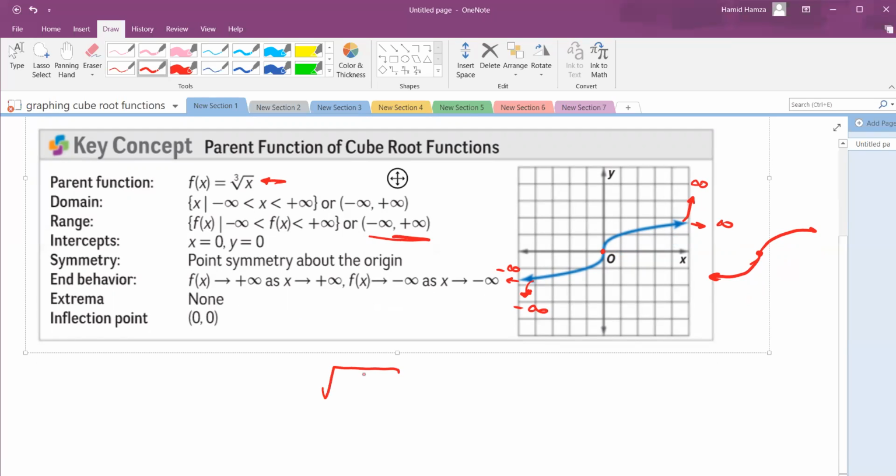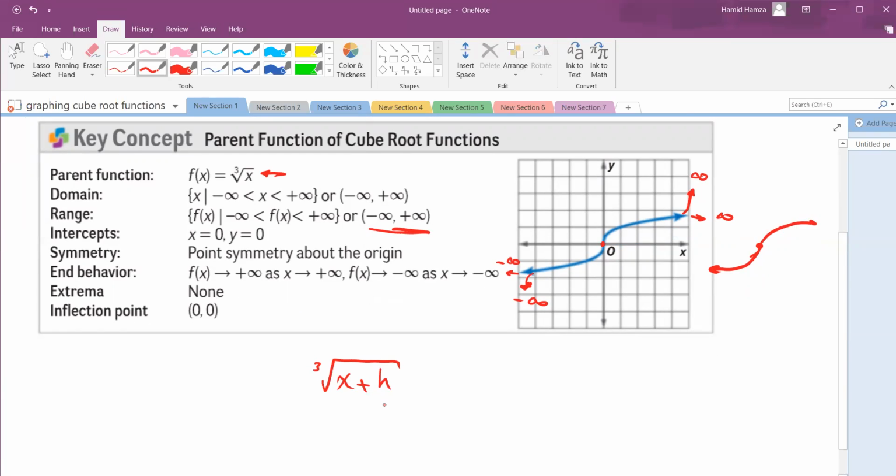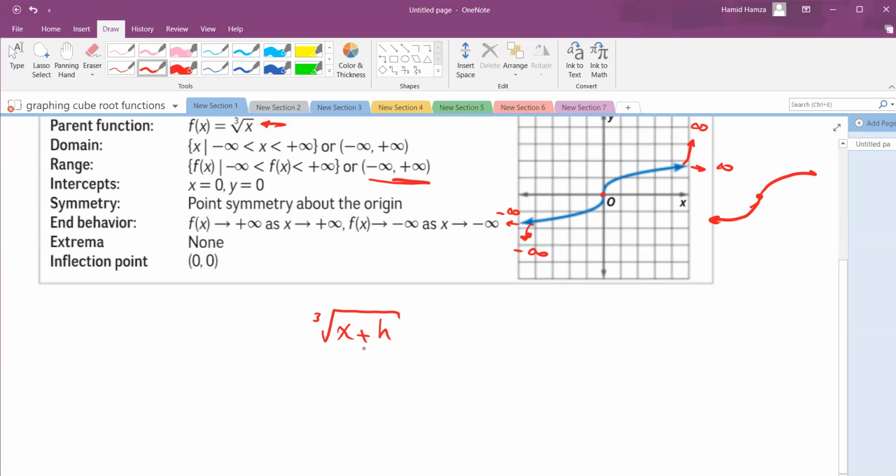If you add a number with x inside the bracket, that means the function will be translated either left or right. How do I know? We take the number with x with the opposite sign. So if it is positive, that means it will be negative h, which means it will be translated h units to the left.